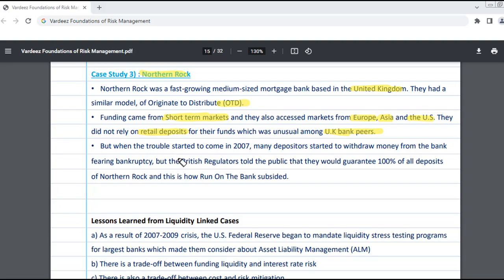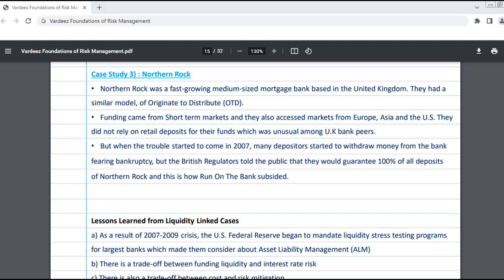Now, when trouble started to come in 2007 during the GFC, Great Financial Crisis, many depositors got worried and started to withdraw money from the bank, fearing the bankruptcy of this Northern Rock. But the British regulators told the general public that they would guarantee 100% of all the deposits of Northern Rock, and this is how the run on the bank actually subsided. Had the regulators not stepped in, they would have been bankrupt, right? So this is very important.